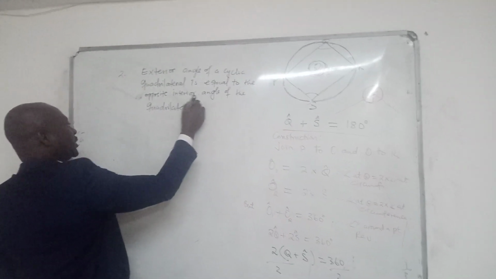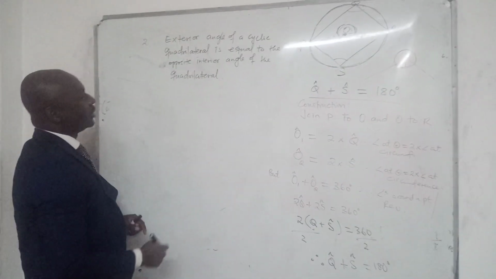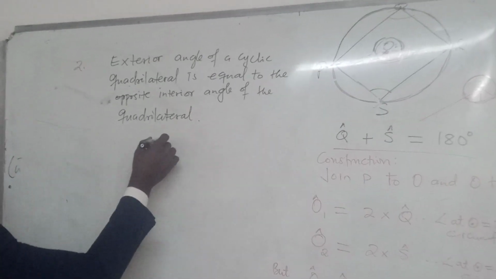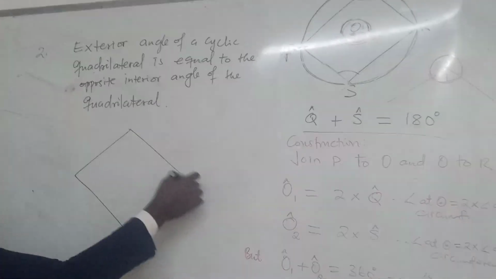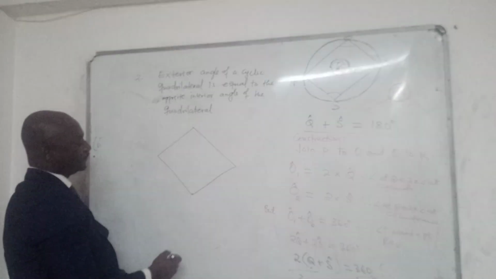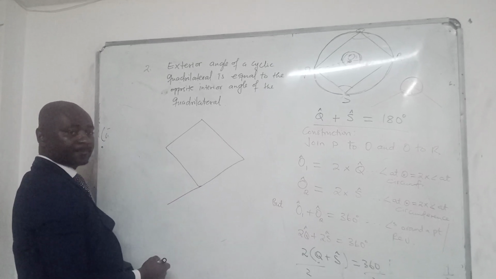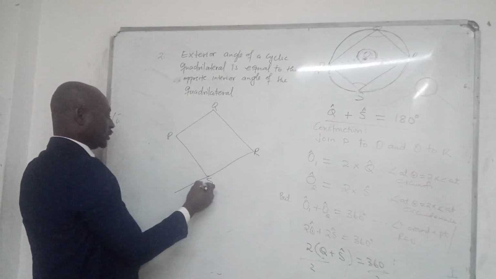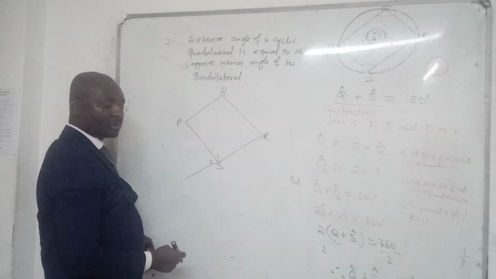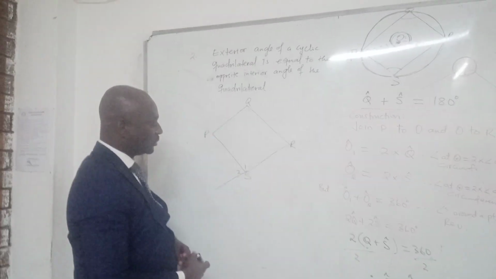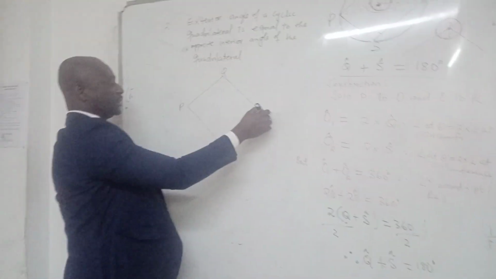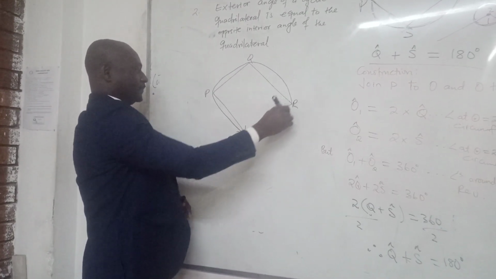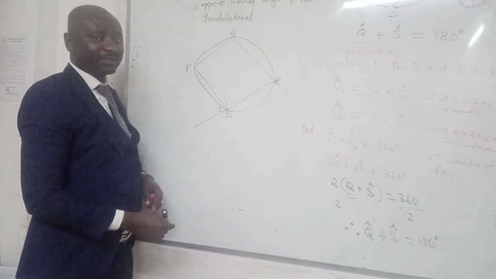The exterior angle of a cyclic quad is equal to what? The opposite interior angle of the quadrilateral. So let's say I have a quadrilateral. And I extend this angle. So I have P, Q, R, S. I have S1 and S2 because there are 2 angles at S. So now in this case, this is a quadrilateral. When I put the circle around it, it becomes a cyclic quadrilateral.